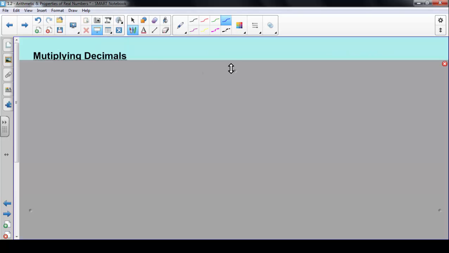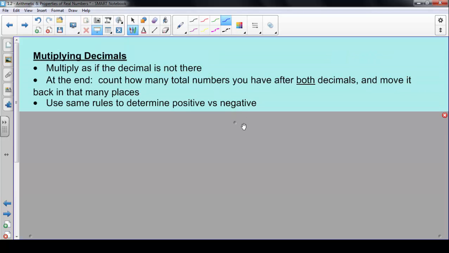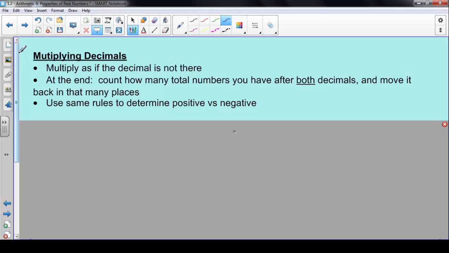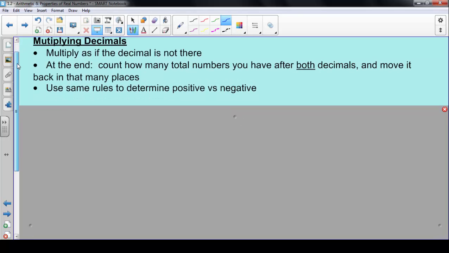When we multiply decimals, first things first, just multiply as if the decimal is not there. At the end, we can count how many total numbers we have after both decimals in our original problem and move the decimal back in that many places in our answer. And then the same rules apply to determine positive and negative. So both positive or both negative, your answer is positive. 1 positive, 1 negative, your answer is negative.